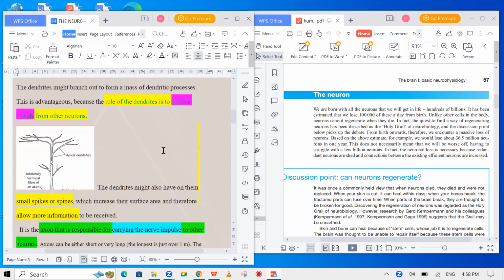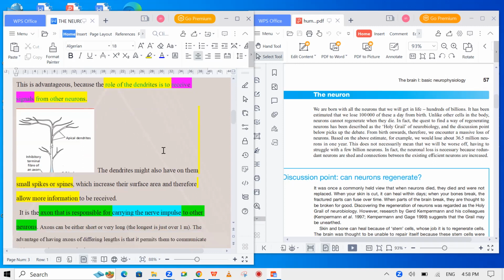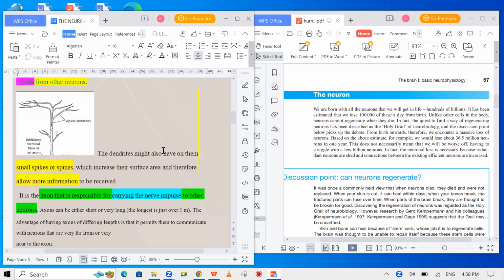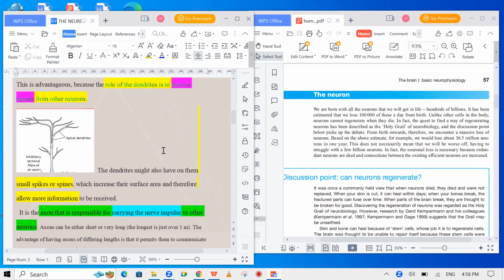The dendrites also have small spikes at the end, which increase their surface area and therefore allow more information to be received. If there are lots of spikes, the information is going to be received at a very good speed. And if the spikes are fewer, the information won't be received as fast. So the more the dendrites, the more the spikes, the faster the information will be received.